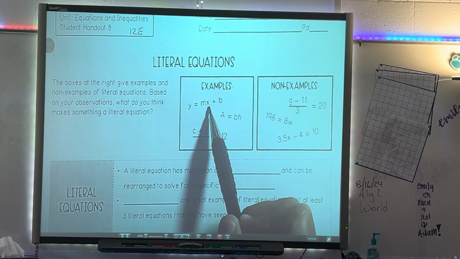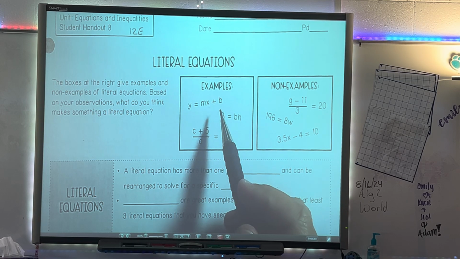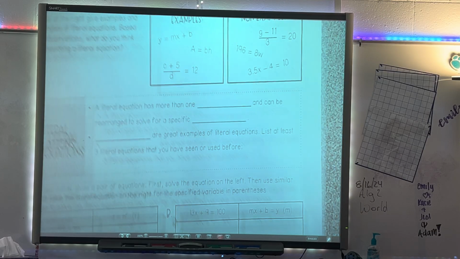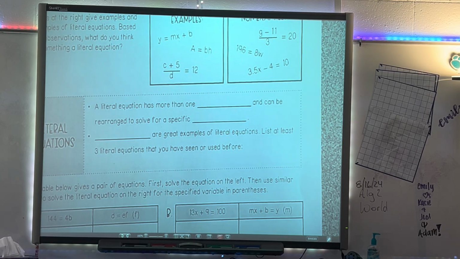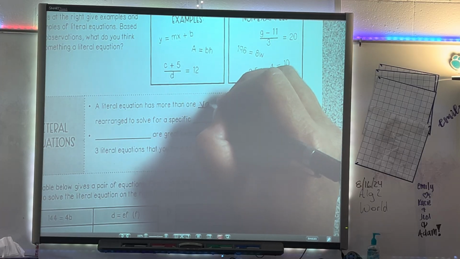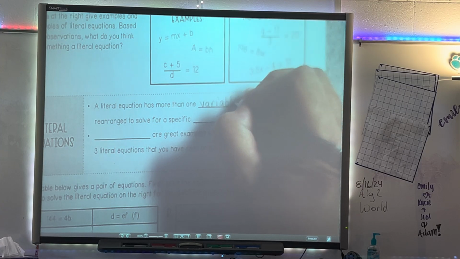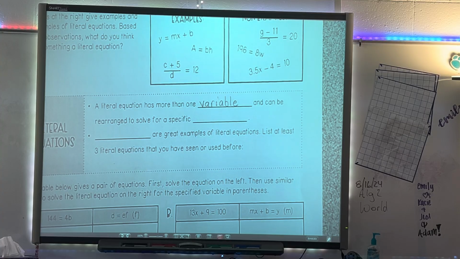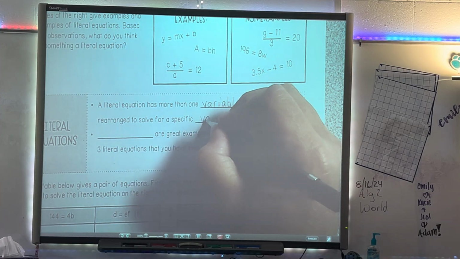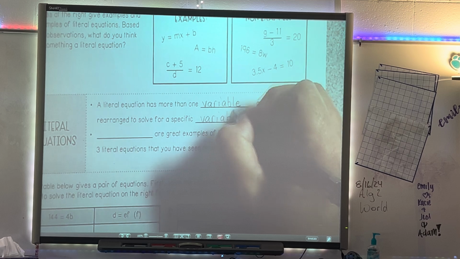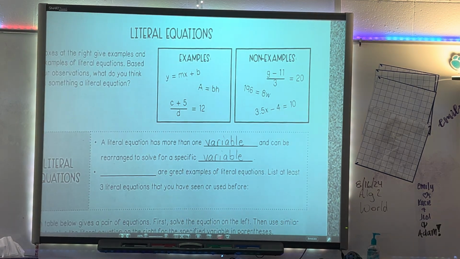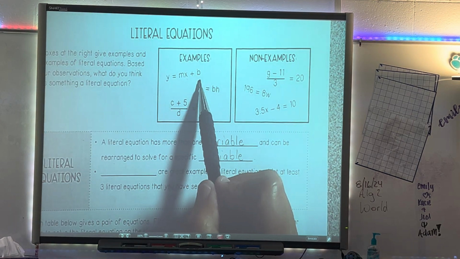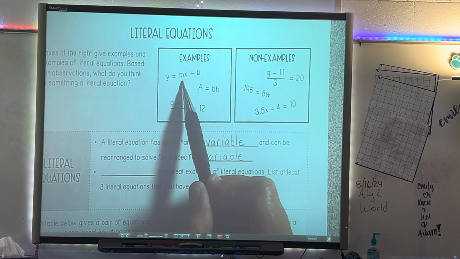So doing literal equations, it's really important that you get comfortable with it because we see it so often. A literal equation has more than one variable, and it can be rearranged to solve for a specific variable. If I went back up here to this y equals mx plus b, and I wanted you to solve it for b, then I would have to subtract the mx to the other side so that b would be by itself.